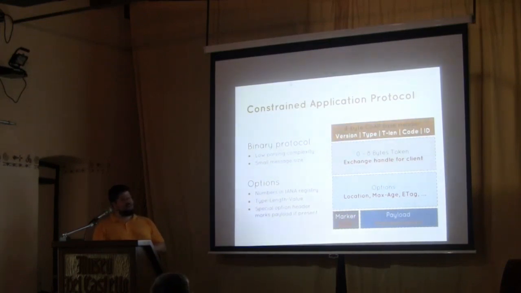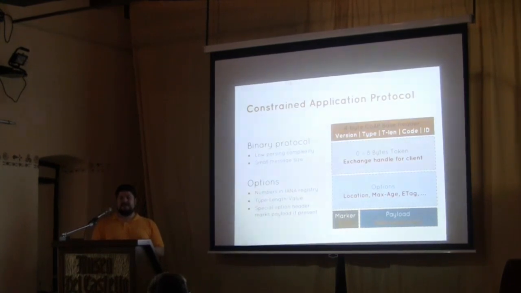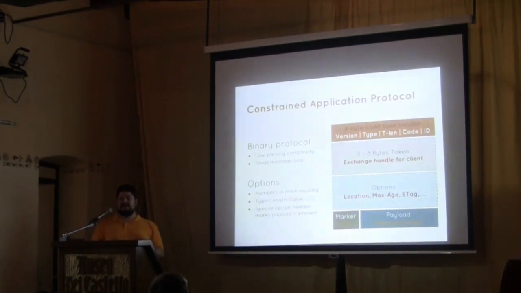There's something like a token, and you need to encode the token length there. I'll come to this in a sec. There's a code that basically gives you what method it is, or what response code it is. And then we have an ID there that we need to implement this reliability. The whole thing is binary encoded, so it's much smaller than HTTP, for instance. And the encoding itself has a focus on very low parsing complexity. So you don't need to allocate a lot of buffers, you can just do it on the fly, very easily get your values, and can do this easily on 8-bit architectures as well.